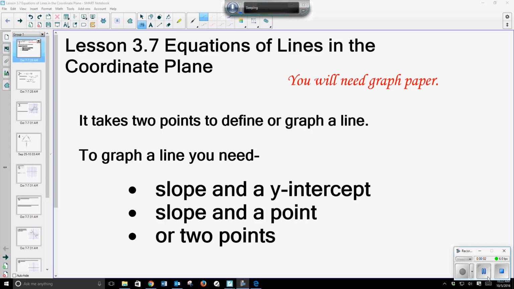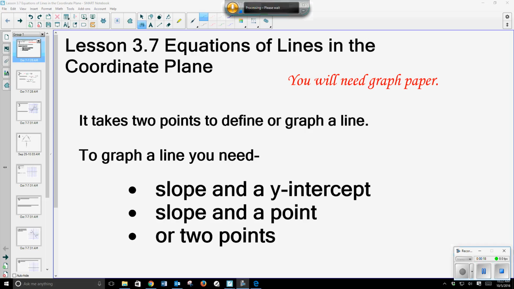So the objective is to graph and write linear equations. You should remember how to do this from algebra, in case you don't. You'll see it every year. It takes 2 points to define a graph or a line.